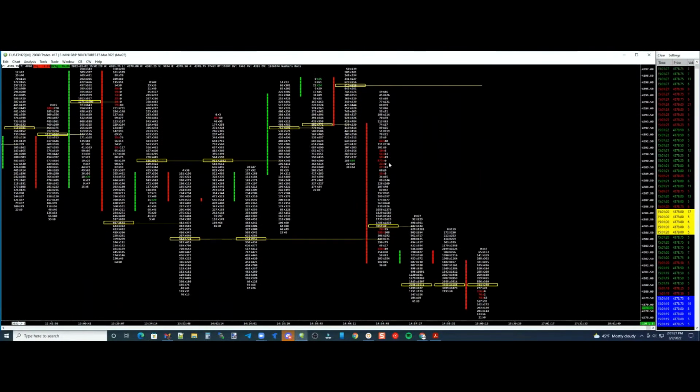Okay, let's look at poor structure. This is poor structure right here. See all these imbalances back to back to back?